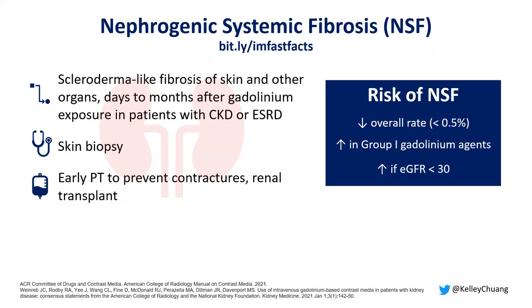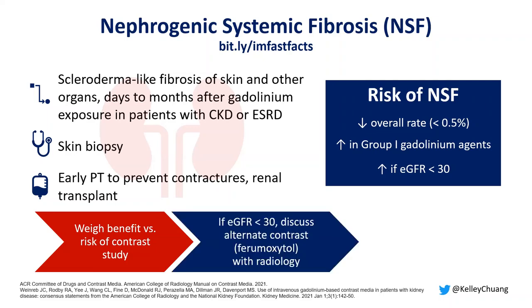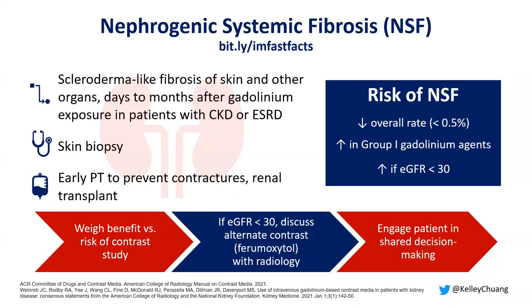It is increased risk with group 1 agents, so older gadolinium agents, and increased risk if your GFR is less than 30. So what should you do? You should always weigh the risks and benefits of giving a contrast with MRI. If your GFR is less than 30, discuss alternate agents with radiology. There may, in some centers, be options that are non-gadolinium based, like ferumoxytol. And always engage the patient in shared decision making. That's all.